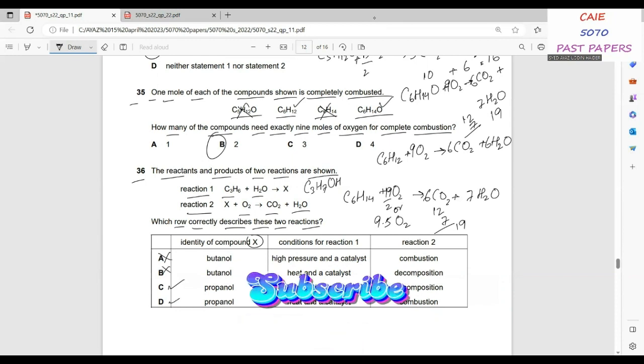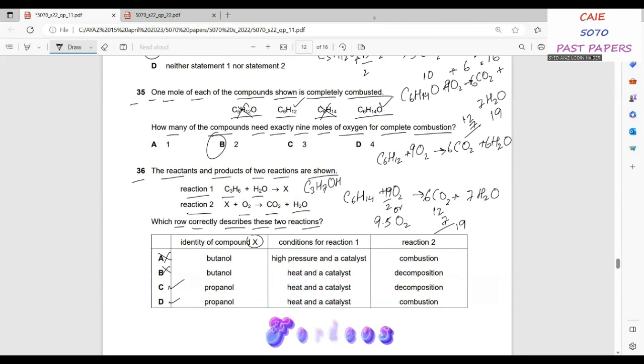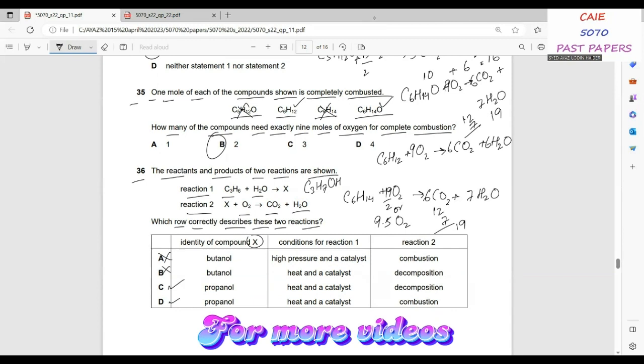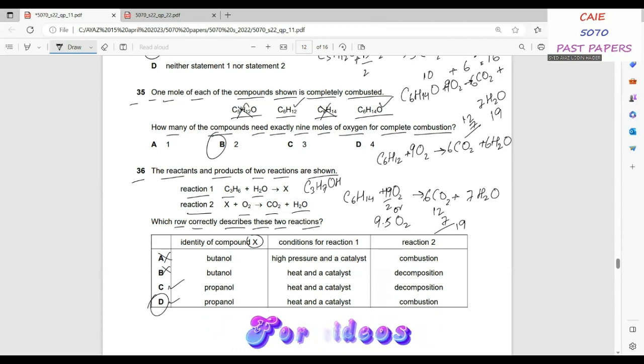What about the condition for reaction 1? It needs heat and catalyst. What about reaction 2? Reaction 2 is a combustion reaction. It's not decomposition. So choice D will be the right answer for this question.